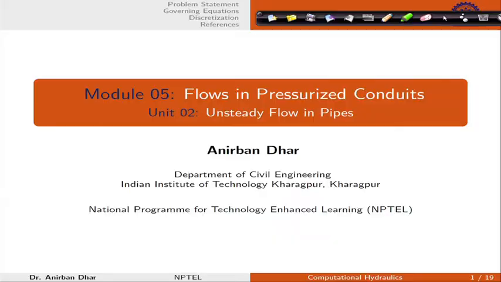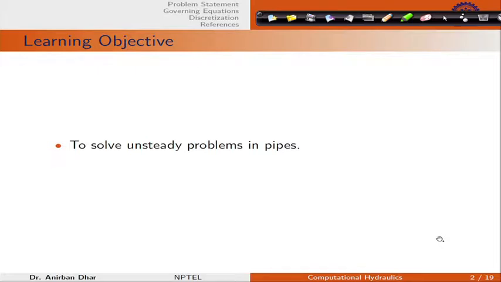Welcome to this lecture of the course Computational Hydraulics, and we are in module 5, flows in pressurized conduits. This is unit number 2, unsteady flow in pipes. Learning objective: at the end of this unit, students will be able to solve unsteady problems in pipes.